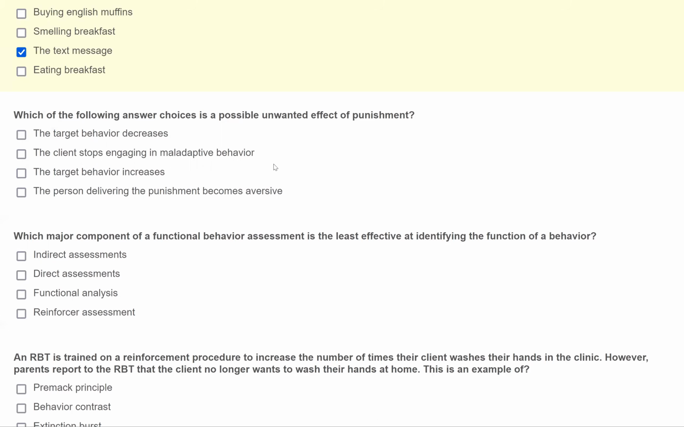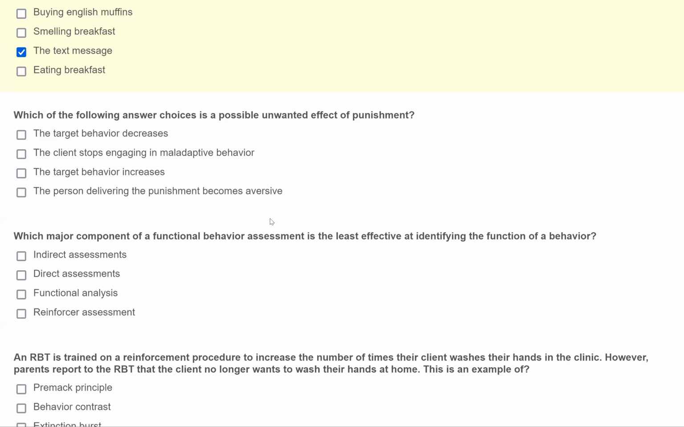Absolutely not. So you have to be careful there, okay? It wouldn't be an unwanted effect of punishment because the target behavior increasing is not punishment. It would be a form of reinforcement. So that leaves us with D. The person delivering the punishment becomes aversive.